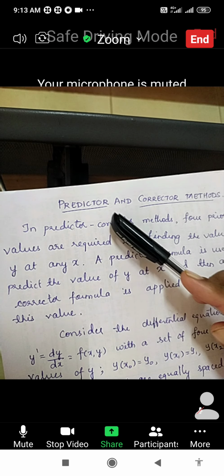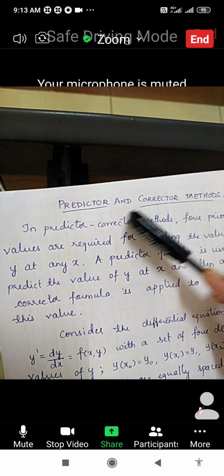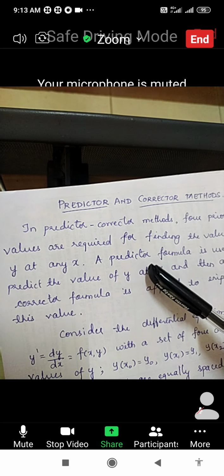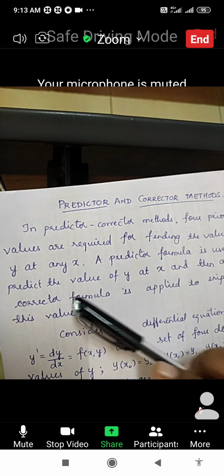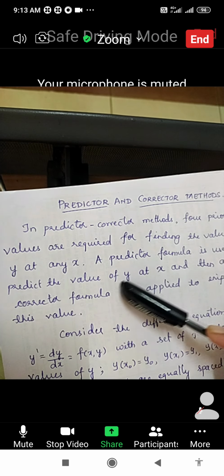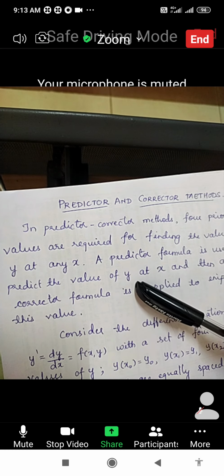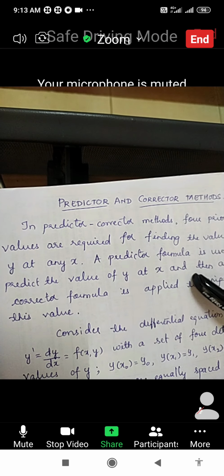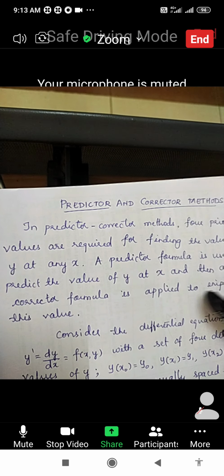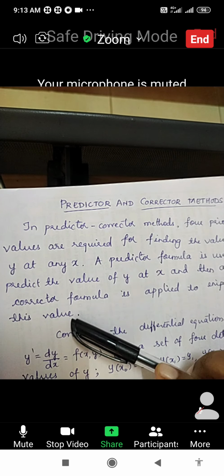Now this method has 2 parts. One is the predictor formula and one is the corrector formula. What does the predictor formula do? It will predict the value of y at x. Means it will give you some prediction, a nearer value. And then what does the corrector formula do? It is applied to improve this value.